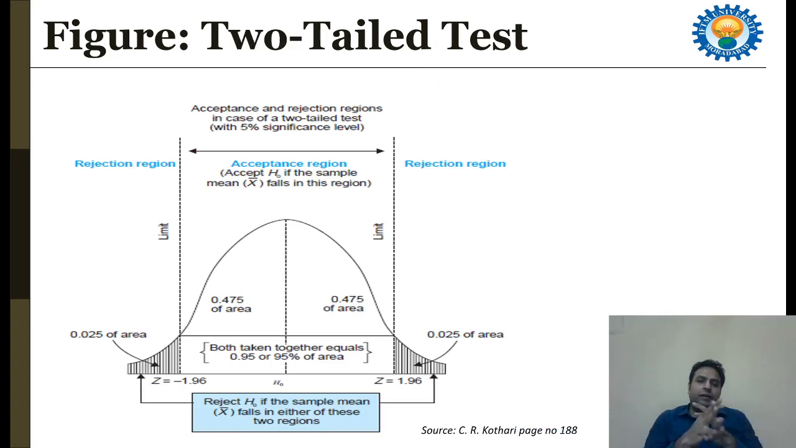In the case of the two tail test, the alpha value divides into two equal parts. Let's say for 5%, it will be divided into 2.5% on the left side and 2.5% on the right hand side, as it is shown in the figure. You can see over here 2.5% area on the left side and 2.5% area on the right hand side.